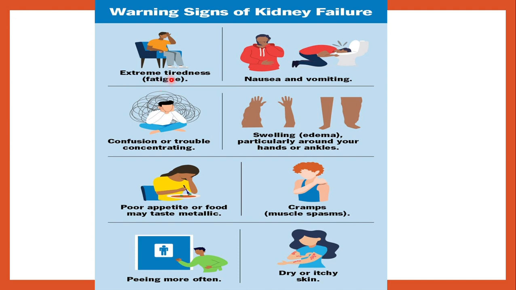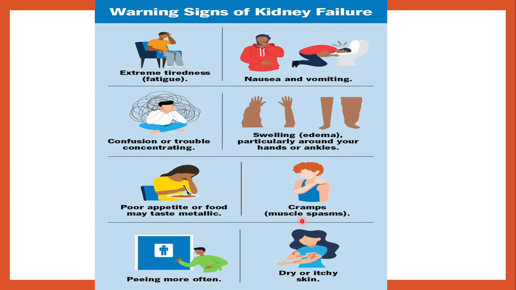So the first sign is extreme tiredness. You will feel extreme tiredness or fatigue. The second sign, you can feel nausea and vomiting. The third is trouble concentrating on something. The fourth is edema. Edema means swelling on a specific part of your body, around your hands, or around your ankles, foot or leg. Then there will be a decrease in appetite, or you can taste the food as metallic.